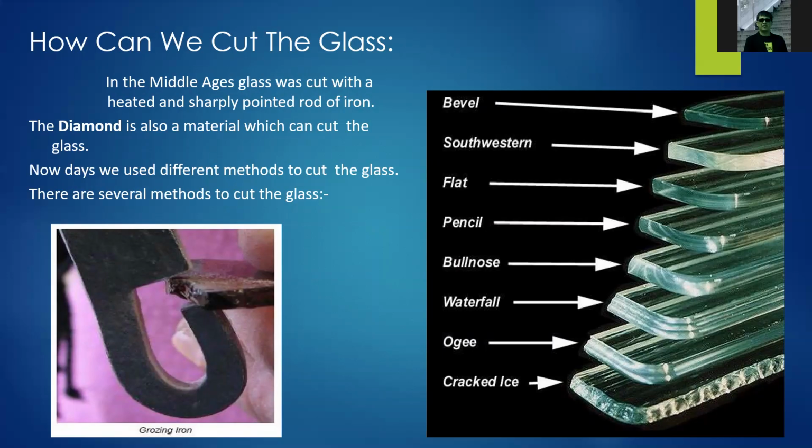As you can see in the figure, there is what you call a bevel cut, in which the edge of the glass is cut into an angle like this one. This one is the southwestern cut, and this is the flat. These are the pencil cuts, which are kind of rounded on the edge. This one is kind of straight. And this one is the bull nose.